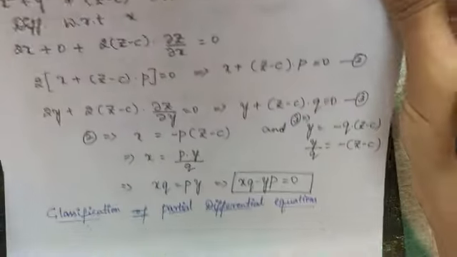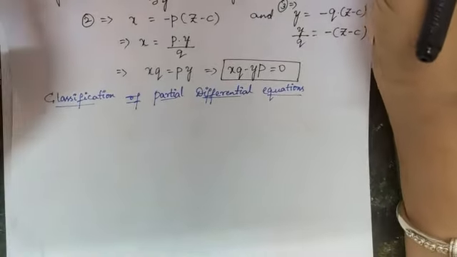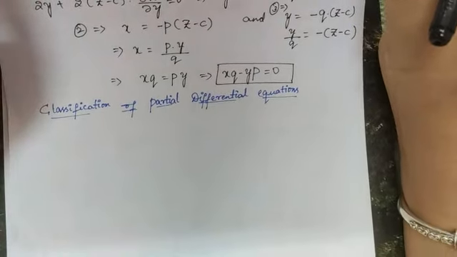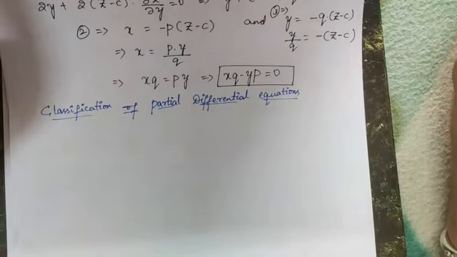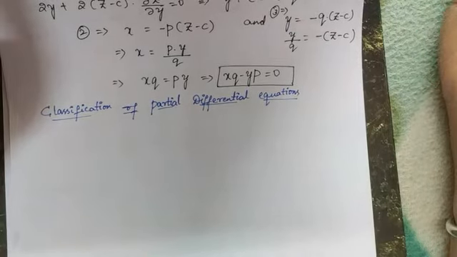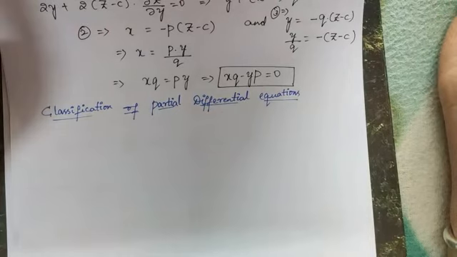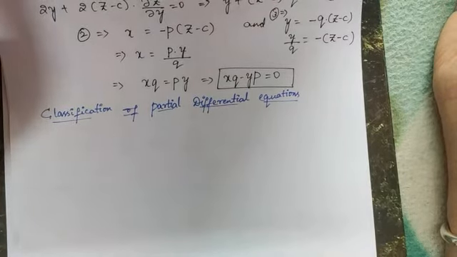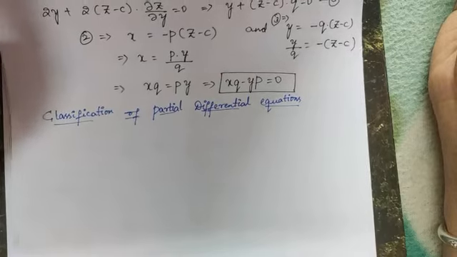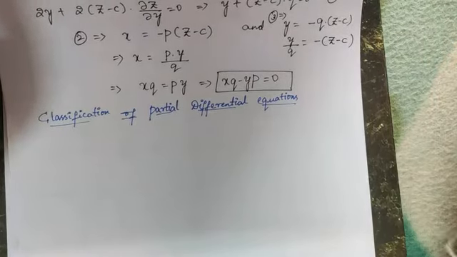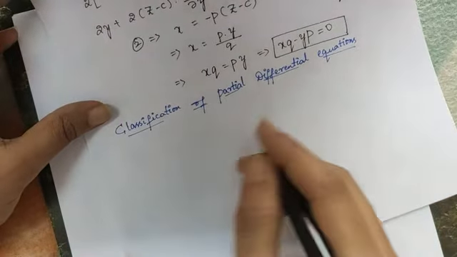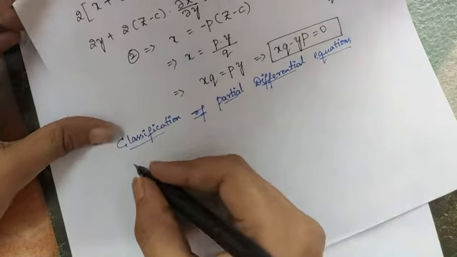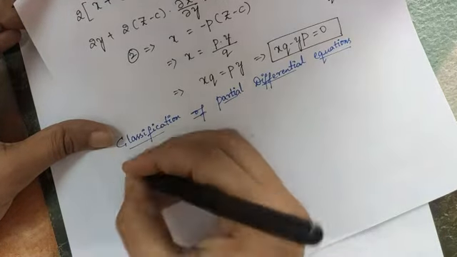So in this session we will discuss the classification of partial differential equations. Here also, when it comes to first order partial differential equations, we will classify the equations into three forms. One is semi-linear, another is quasi-linear, and one more is non-linear partial differential equations. In order to explain that, I will consider one basic general partial differential equation.